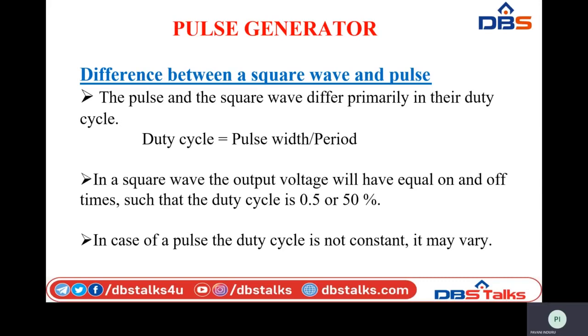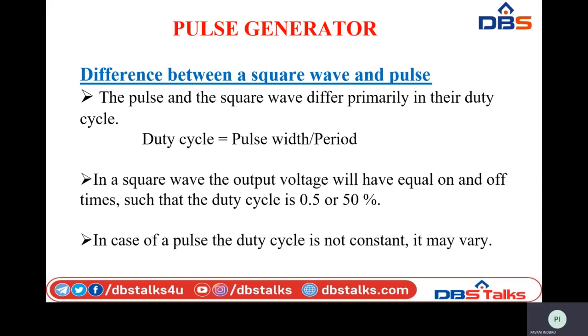For a square wave, the duty cycle is 50%. That means for a square wave, the voltage output will have equal on time period as well as off time period. That is why the duty cycle of a square wave is 50%. Whereas in the case of a pulse, the duty cycle is not constant, it can be varied. We can vary the time periods of a pulse for on time and off time in different ways.